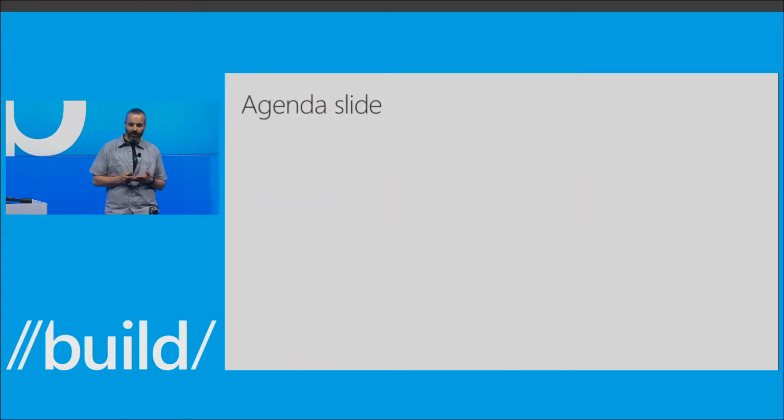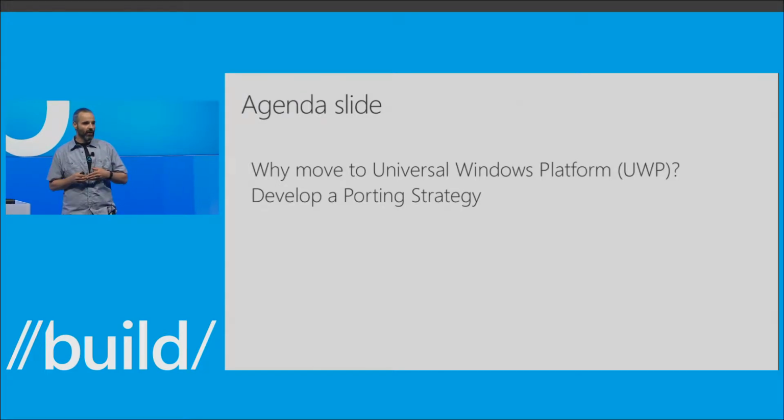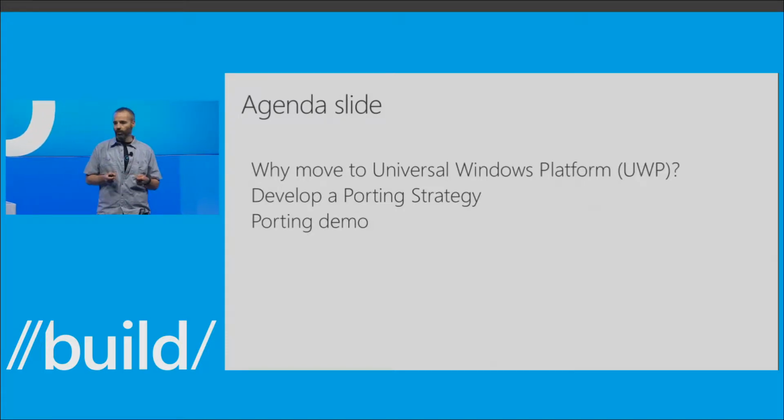So this morning, I'm going to be covering, why should you move to Universal Windows Platform? That's probably obvious by now, but just in case, I'll give you a rehash of that. I then want to equip you with being able to come up with a deployment strategy, a porting strategy for your apps. There's not necessarily a one-size-fits-all in this case. And then I'm going to give you a porting demo. I'm going to use one of my real-world apps. It's a newsreader app I have in the Windows Store and Windows Phone Store.